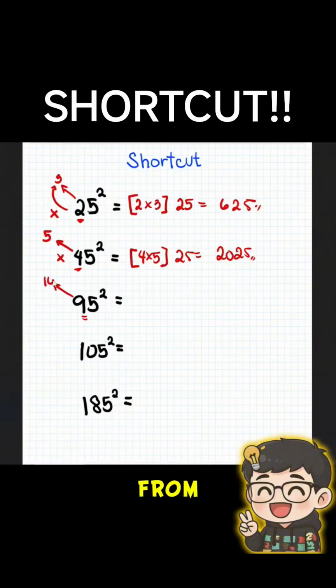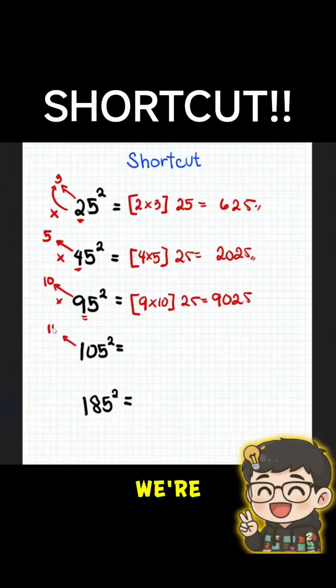Again with this one, and the next one, 95 squared. You get the next number from 9, it is 10. So it would become 9 multiplied by 10. And our last number would become 25. Okay, 9 times 10 is 90. And our last numbers would be 25 again.